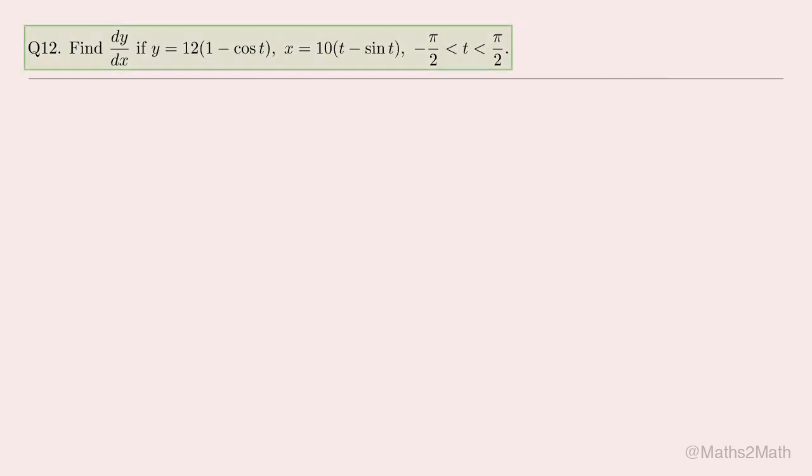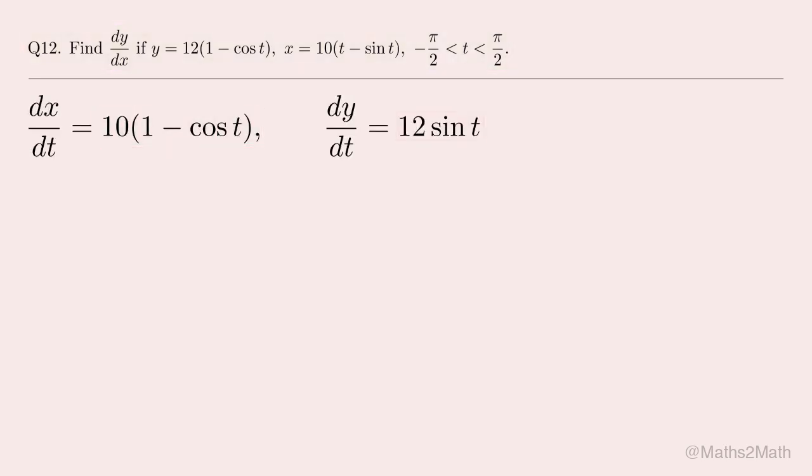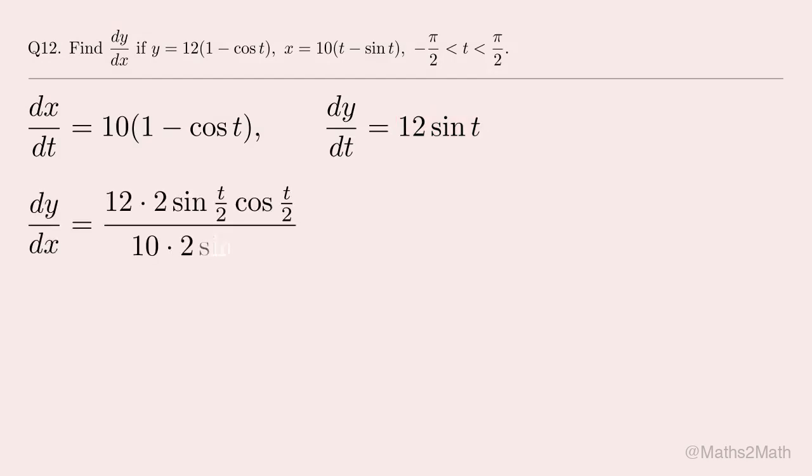Question 12. A parametric pair shaped like the cycloid from exercise 5.6. Half angles will compress the ratio again. Differentiate both with respect to t. Half angle identities. The ratio collapses to 6/5 cotangent of half t.